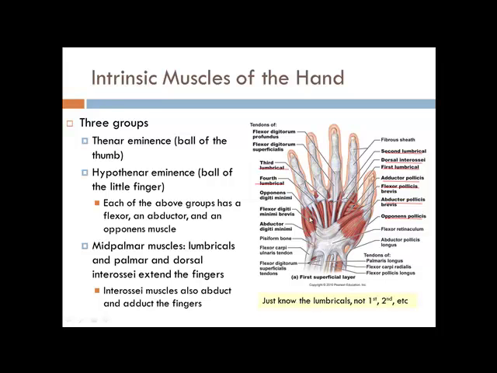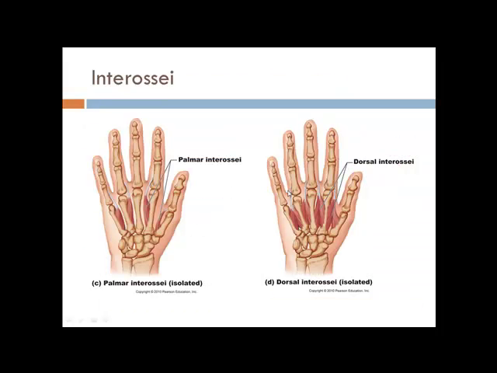You get flexor digiti minimi, which helps flex the pinky, and abductor digiti minimi, which helps pull the pinky away from midline. Alright, here's your interossei, so these are going to be between your metacarpals. You see them? So those are the dorsal interossei. Here are the palmar interossei.